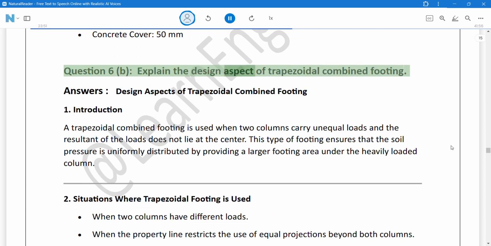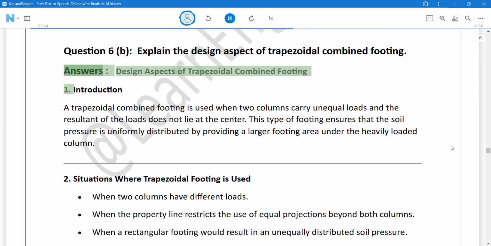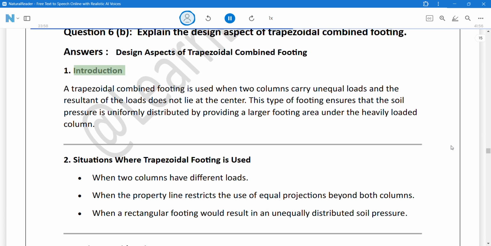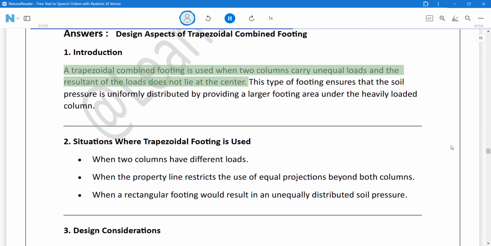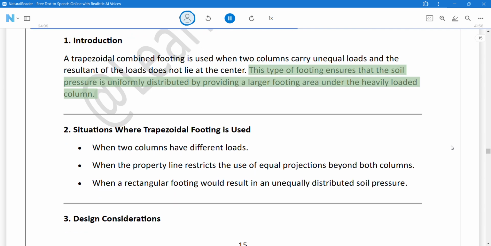Question 6. Explain the design aspects of a trapezoidal combined footing. Answer. Design aspects of trapezoidal combined footing. 1. Introduction. A trapezoidal combined footing is used when two columns carry unequal loads and the resultant of the loads does not lie at the center.